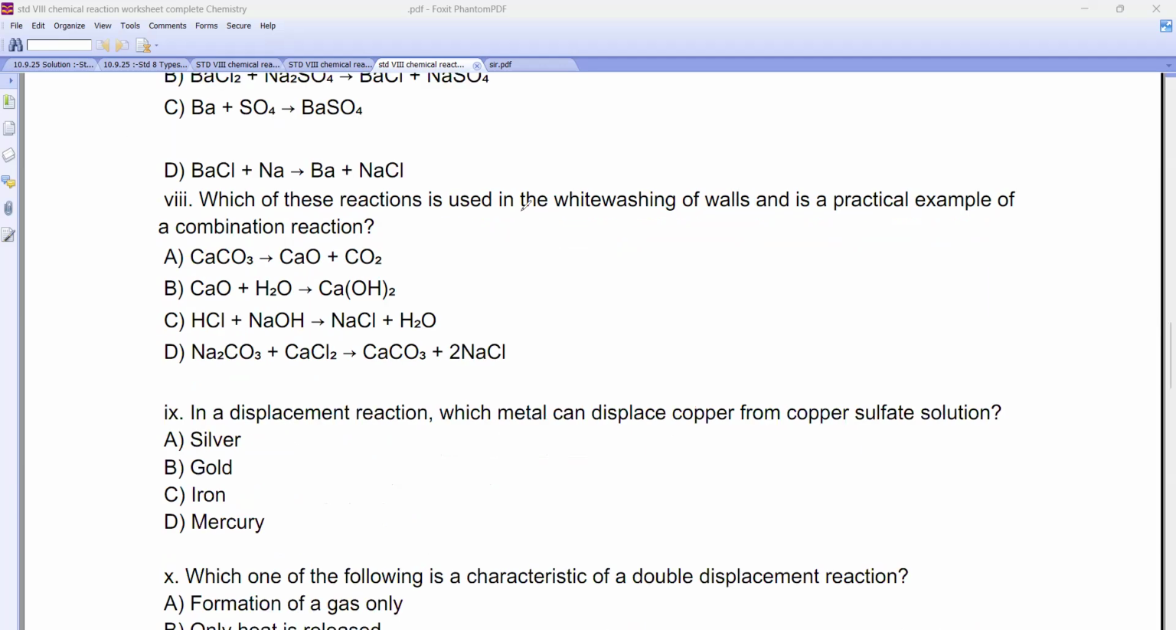Which of these reactions is used in whitewashing of walls? Whitewashing means we make the wall completely white. So which reaction do we use, you know? Chuna. We apply chuna on the wall, you know, beta? So what is this chuna?